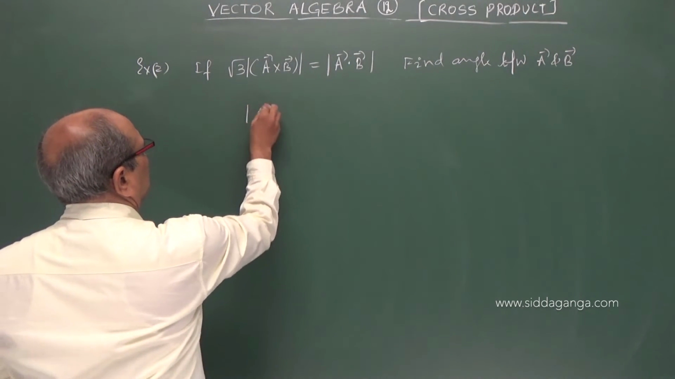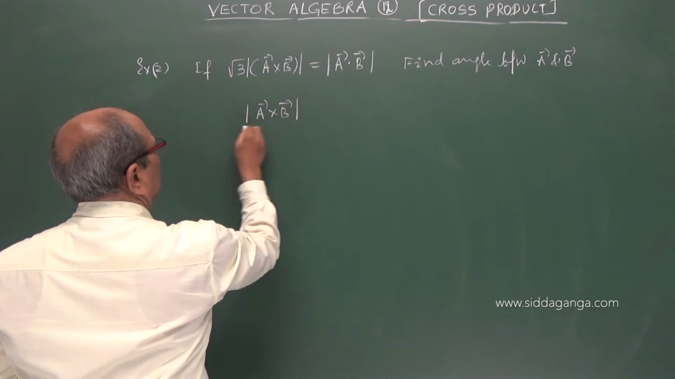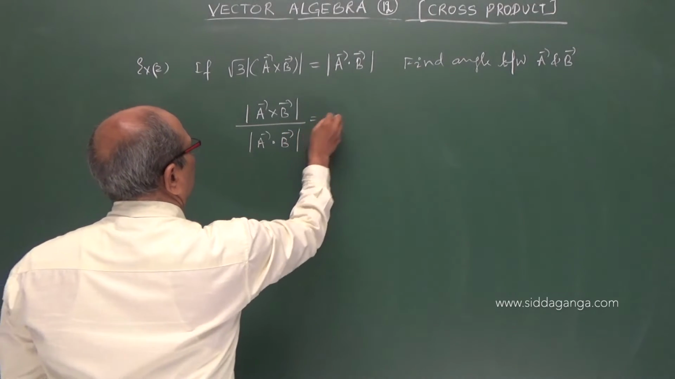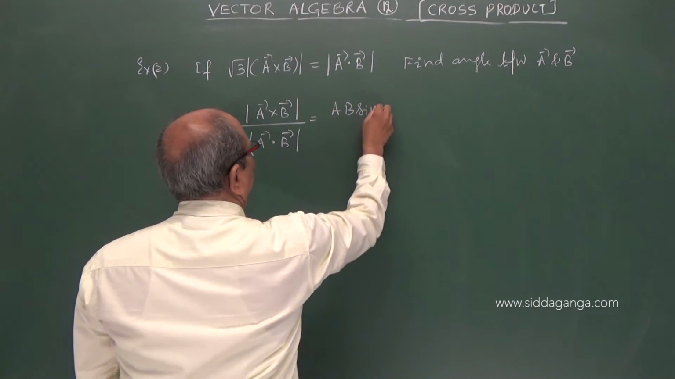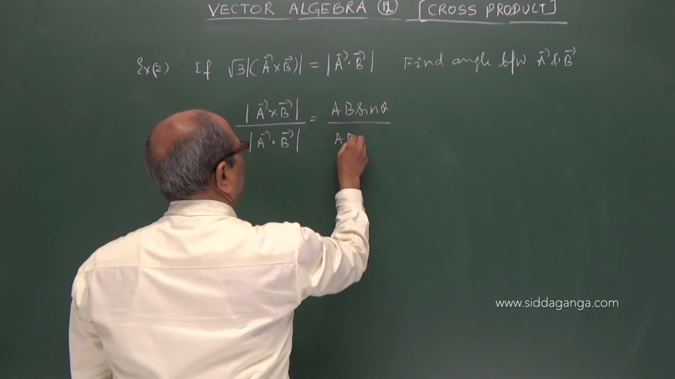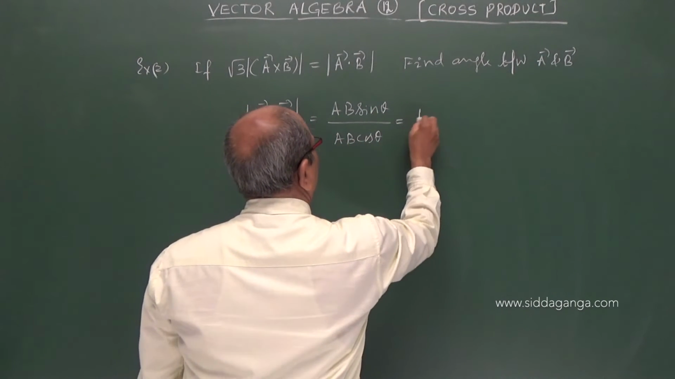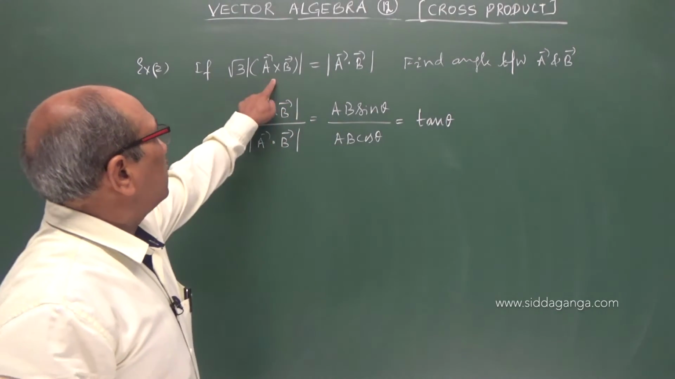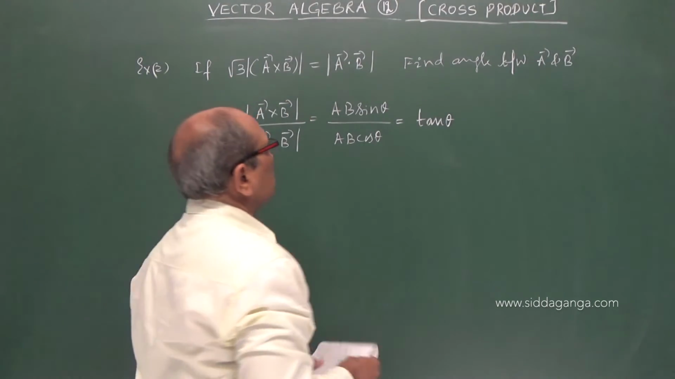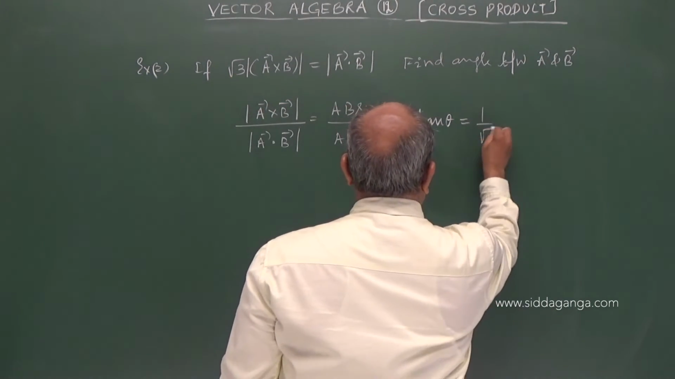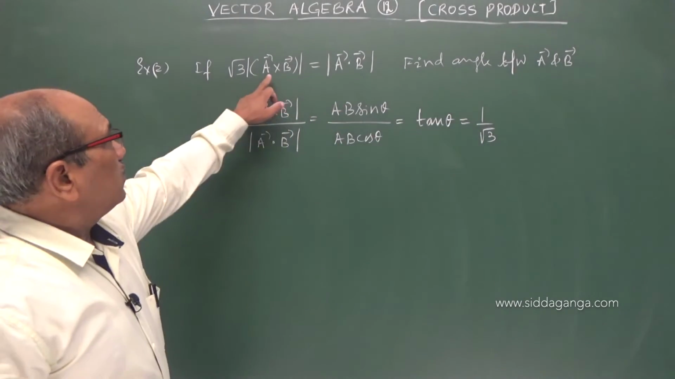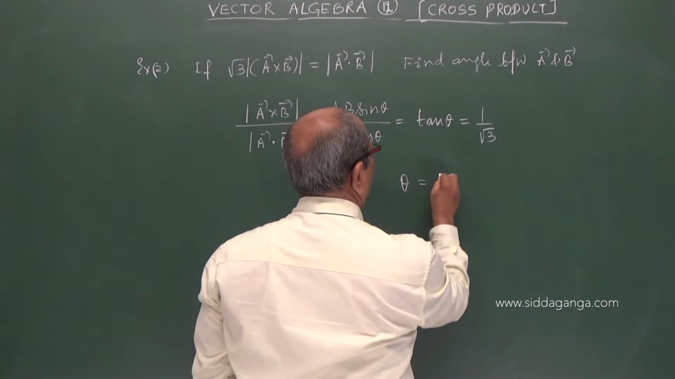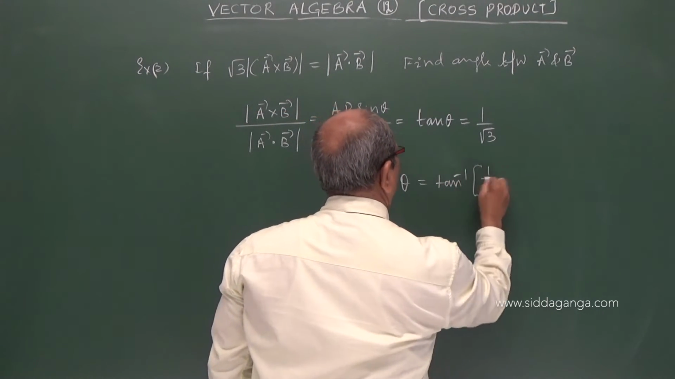So I can write A cross B by A dot B equal to AB sin theta by AB cos theta, which is nothing but tan theta. AB cancels, but A cross B by A dot B according to this is equal to 1 by root 3. Am I right? So therefore theta equals tan inverse of 1 by root 3.